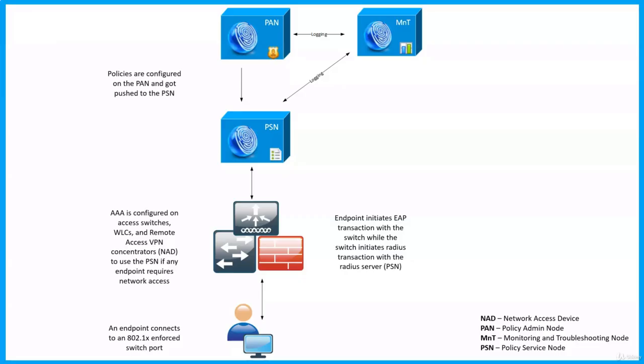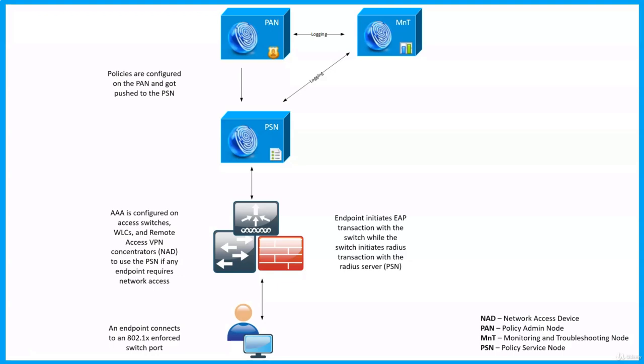The illustration on the screen is a high-level overview of the interaction between the components of an ISE deployment. The PAN performs all administrative functions relating to the deployment, and it pushes configured policies to the PSN. The network access device, which may be an access switch, a wireless LAN controller, or a VPN concentrator, would have been configured with the necessary RADIUS AAA configurations that will reference the PSN as the RADIUS server.